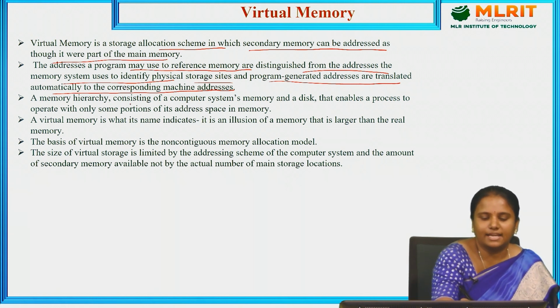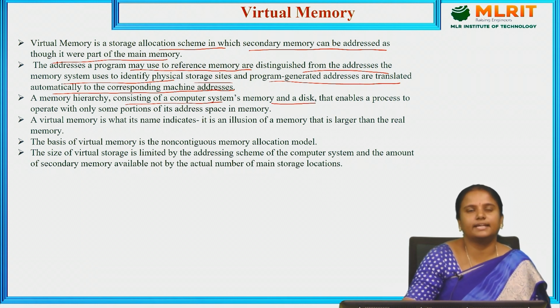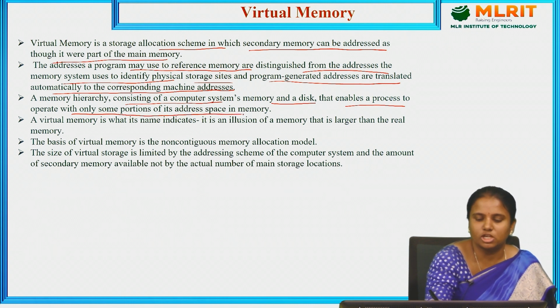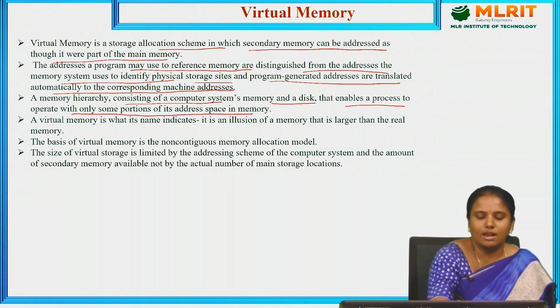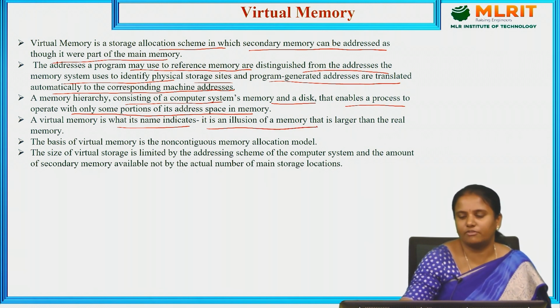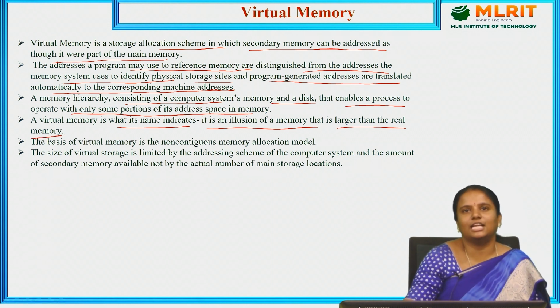A memory hierarchy consists of a computer system, memory and a disk. This memory hierarchy enables a process to operate with only some portions of its address space in memory. A virtual memory, as its name indicates, is an illusion of a memory. It is nothing but an illusion of a memory that is larger than the real memory.